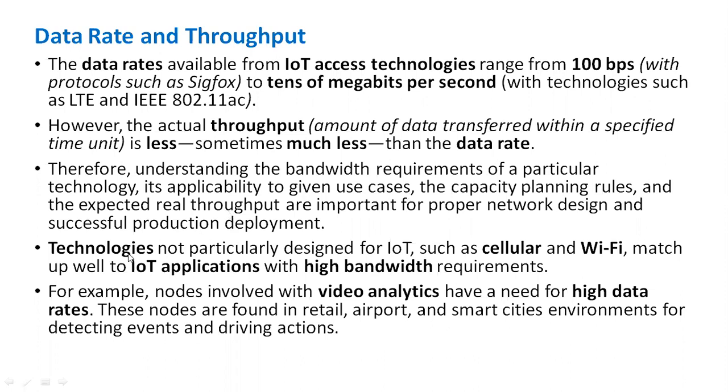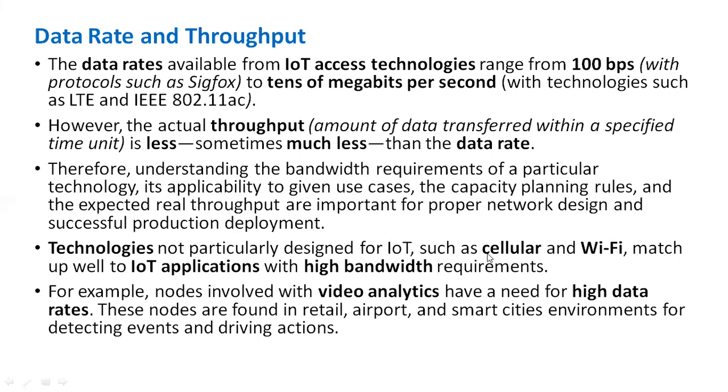Okay, then technologies which are not particularly designed for IoT, for example cellular and Wi-Fi. These were actually not designed for IoT. Before IoT, they were already existing. Okay, but still these technologies are used in IoT applications. Earlier we already had cellular and Wi-Fi technologies, which have a large bandwidth capacity.